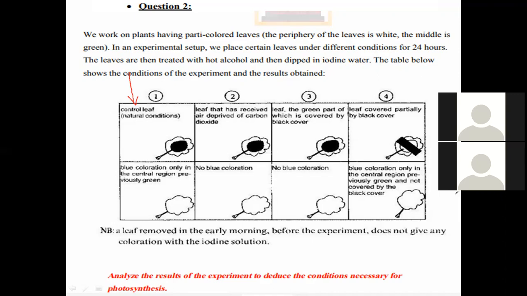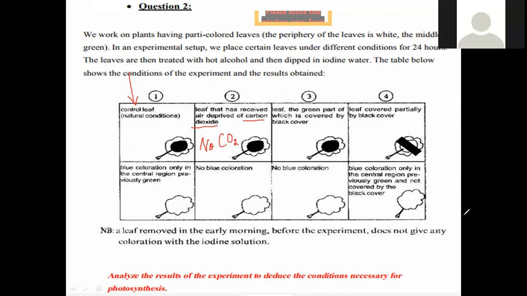While in plant 2, what happened? The leaf received air deprived of carbon dioxide. So here we have no CO2, no carbon dioxide. So we have no blue coloration, meaning that photosynthesis is not occurring. So what can you deduce in the second experiment? I want to use students' voices.